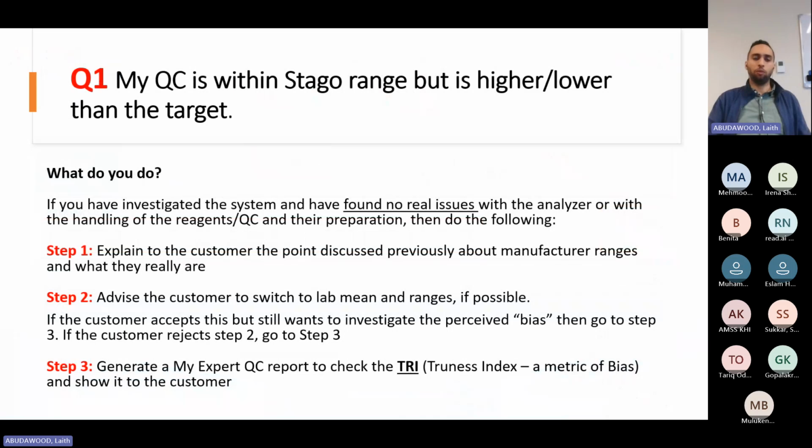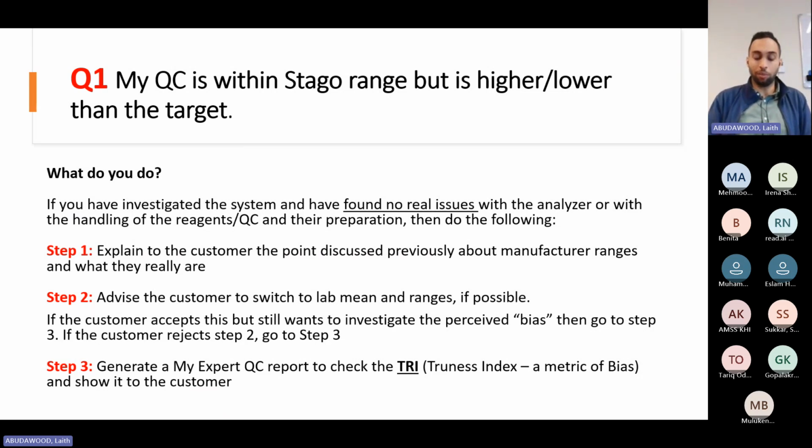Now, starting with the issues that you might be facing or you definitely have faced. Customer tells you, my QC is within the manufacturer ranges, but it's a little higher or a little lower than the manufacturer target. We are not happy with that. We have a bias. We want you to investigate. Maybe the needle is leaking, maybe this, and then the theories start.